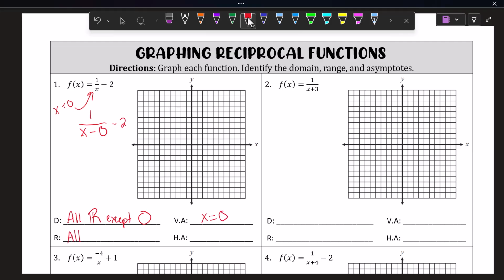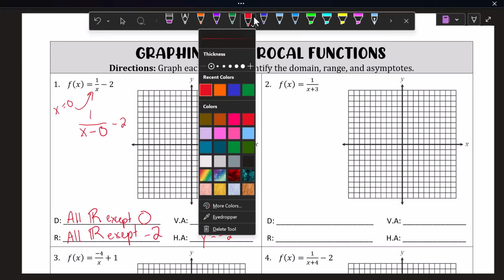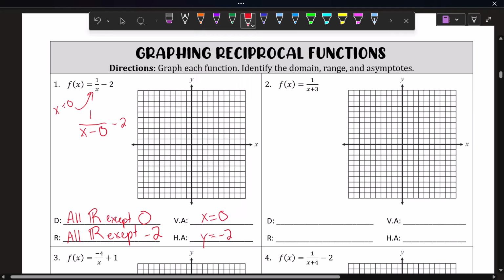Our range is all real numbers except, well, our horizontal asymptote is y equals -2. So it's all real numbers except for -2. So we create asymptotes at x equals 0 and at y equals -2. Just kind of wrap around. I'm not going to be too picky about what points. I'm more concerned about the right placement.